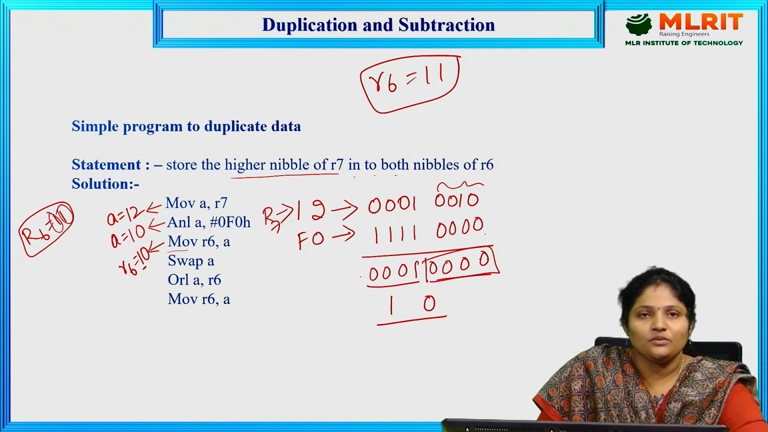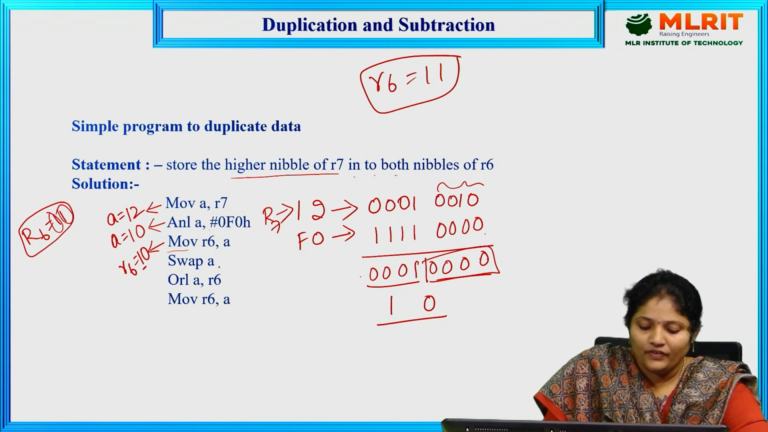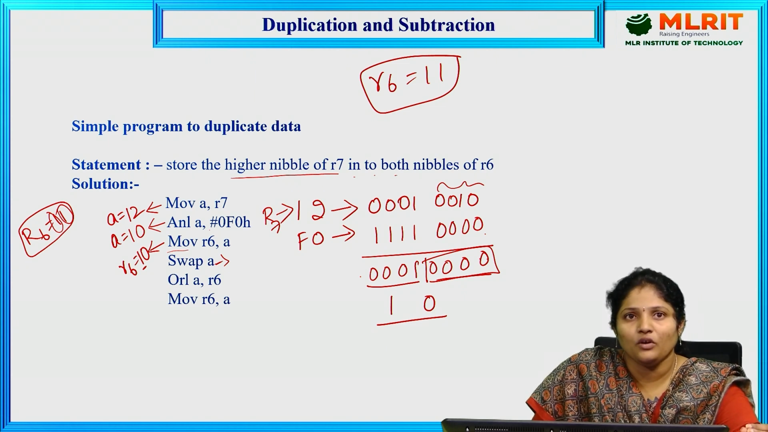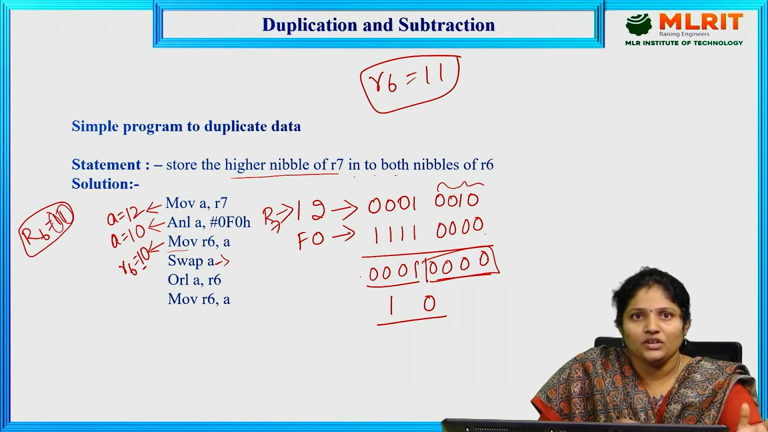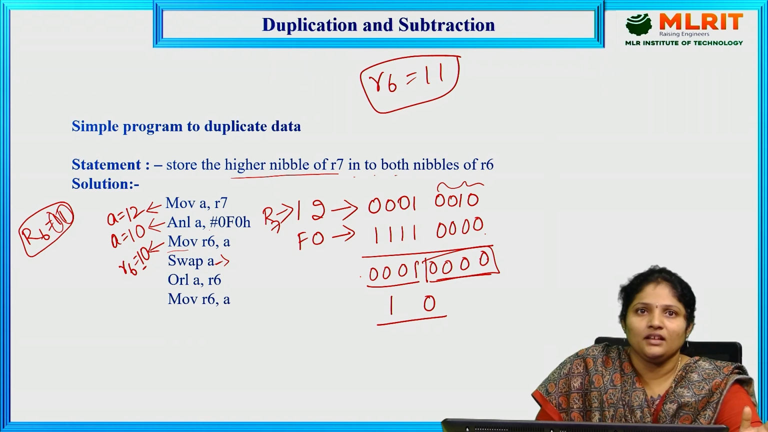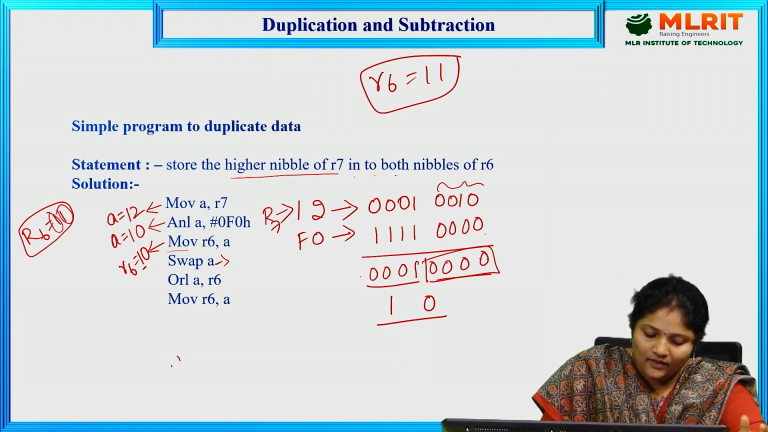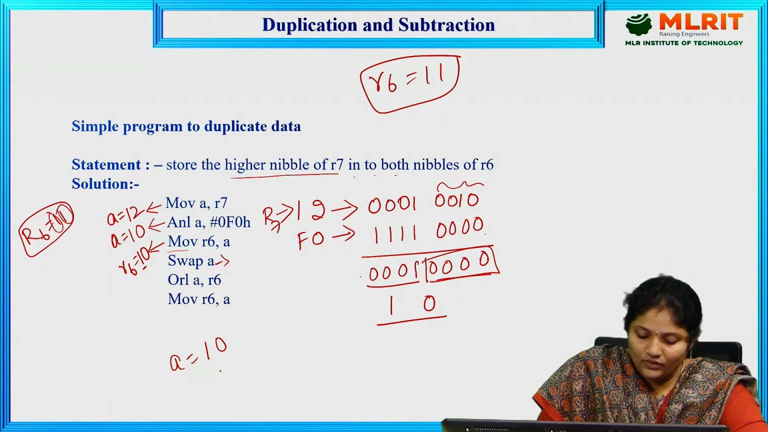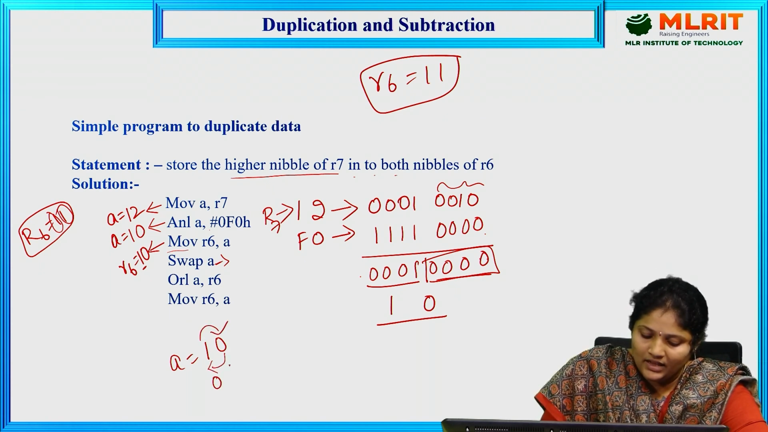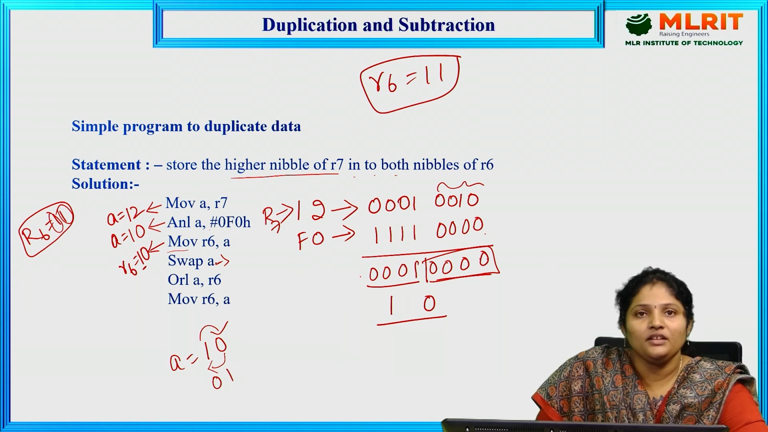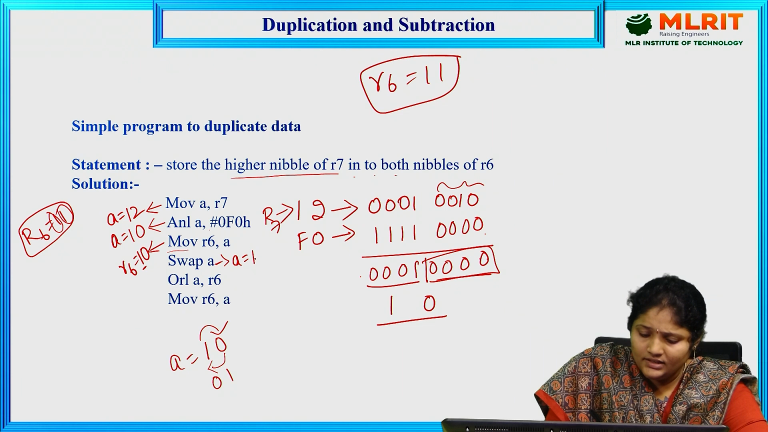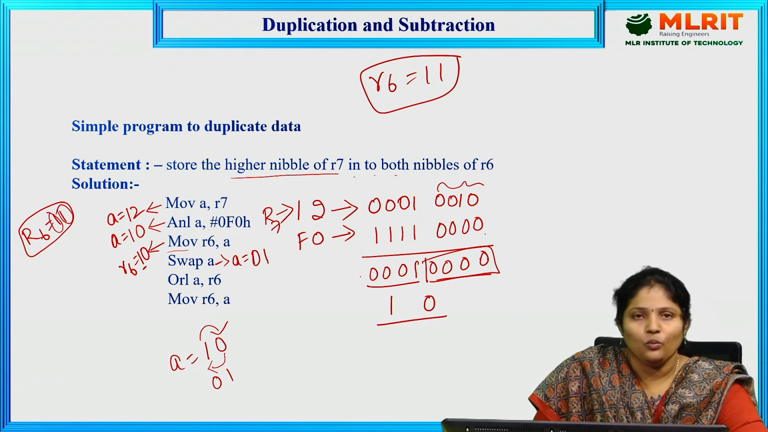So first we are swapping the nibbles of A. So what is the swap instruction here? The swap instruction performs the exchange operation between the two nibbles in the register. So A is having the data 1, 0, right? Now it will exchange this lower nibble as higher nibble and higher nibble as lower nibble. So after performing this instruction, the data present in A is 0 and 1.